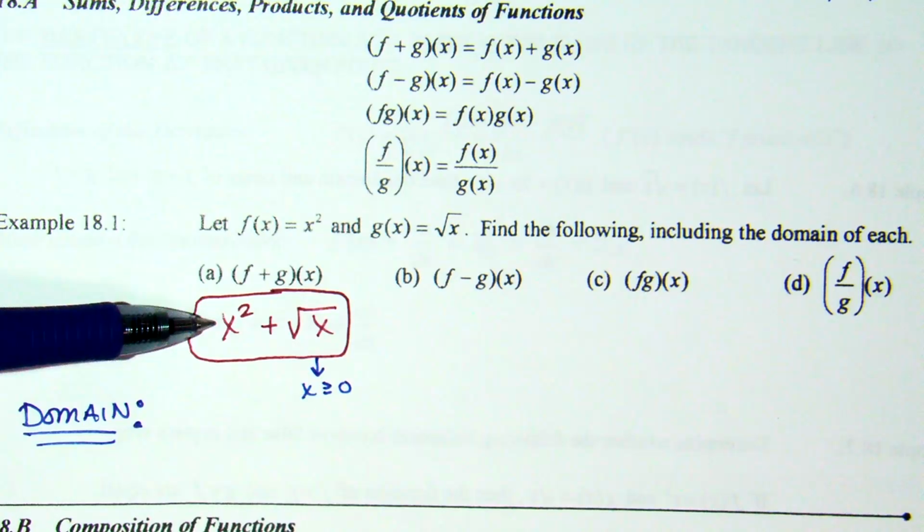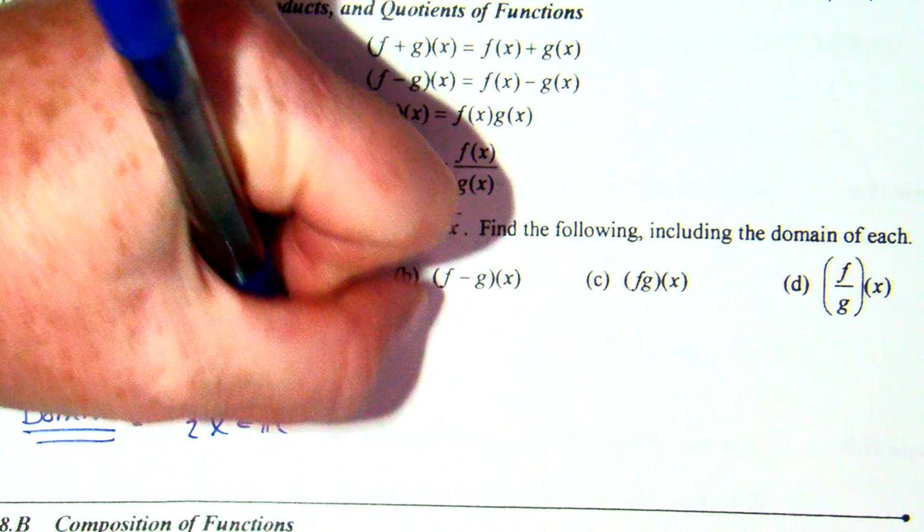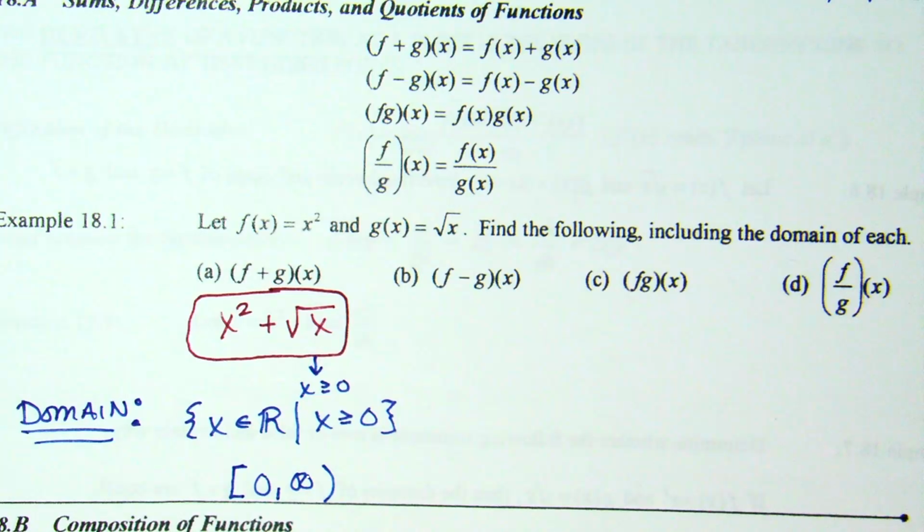Now, a couple of different ways you can write that. If we use the fancy notation, it's a brace: x is a member of the reals such that x is greater than or equal to 0. The other option is interval notation. What is interval notation? Bracket 0 to infinity, with a parenthesis at infinity.